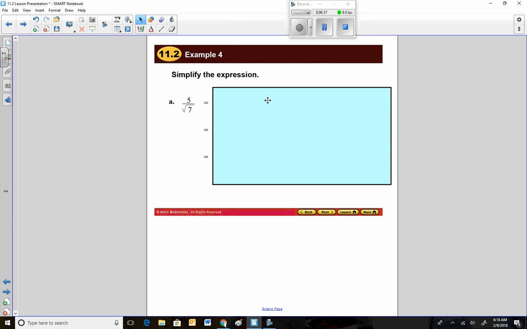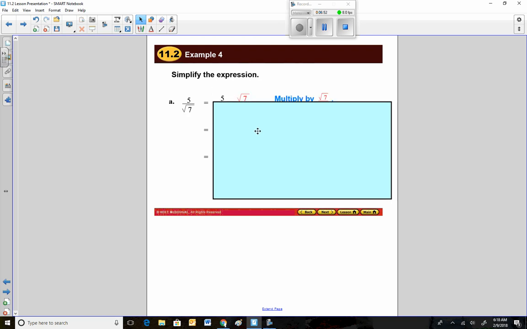Our last information to learn tonight. All right, we have 5 over root 7. Now, there is this little rule that you cannot leave a radical in the denominator. You can leave it in the numerator, but you cannot leave it in the denominator. So we have to do what's called rationalizing the denominator. And this is what you do.